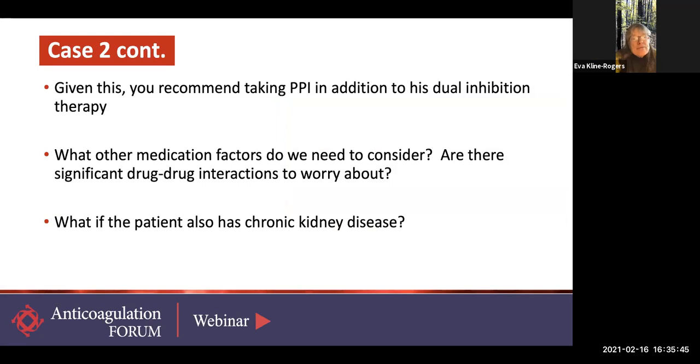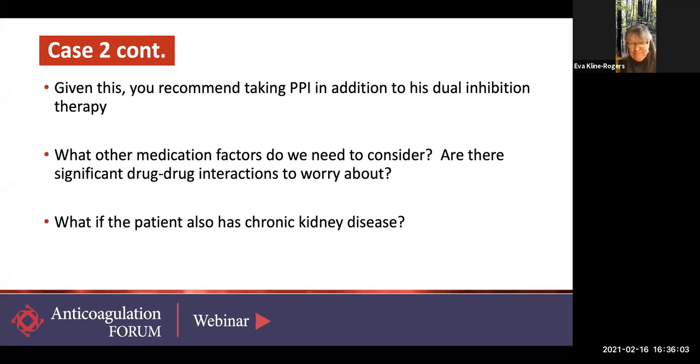Given this, you recommend taking a PPI in addition to his dual inhibition therapy. What other medication factors do we need to consider? Are there significant drug-drug interactions to worry about? And also, what if this patient also has chronic kidney disease?